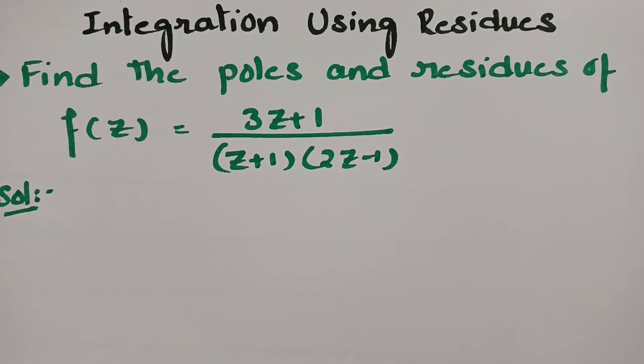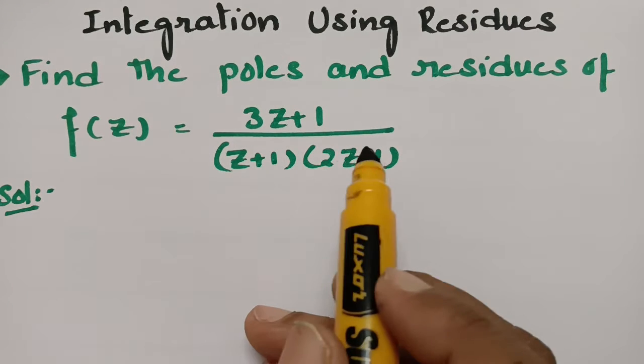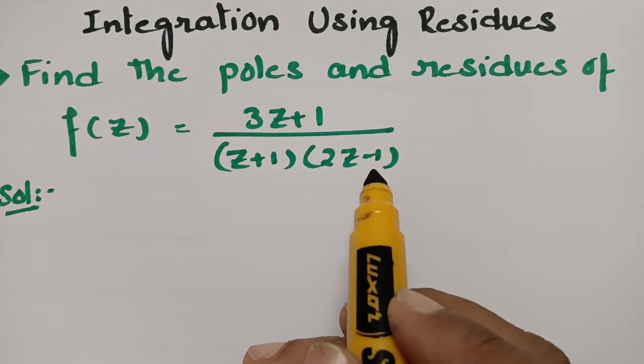Today's video is on integration using residues. In today's video, we are going to find the poles and the residues of the function f(z) = (3z + 1) / ((z + 1)(2z - 1)).